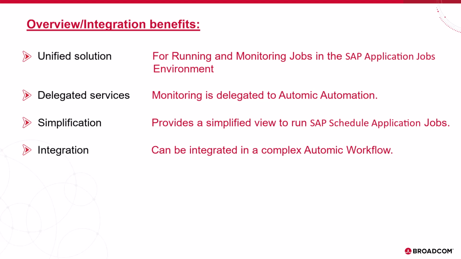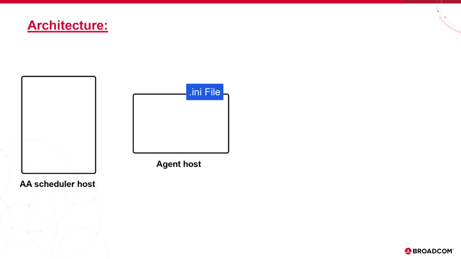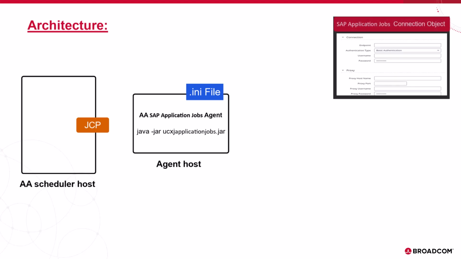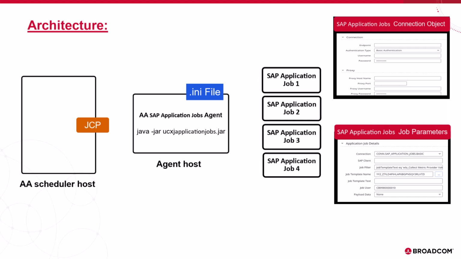A conventional architecture involves two systems, the Automic Automation host and a dedicated system for the agent. The agent is configured with a simple INI file containing standard values: system, agent name, connection, and TLS. When we start the agent, it connects to the engine and it adds two new objects to the repository: a connection object to store the SAP application job endpoint and login data, and a job template designed to trigger SAP Schedule Application Jobs. Let's assume we're automating for 4 instances of SAP Application Jobs.